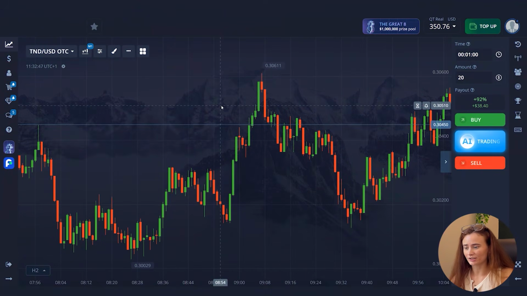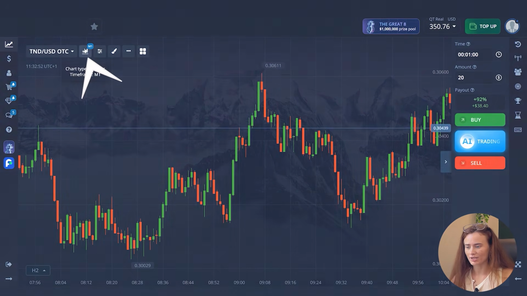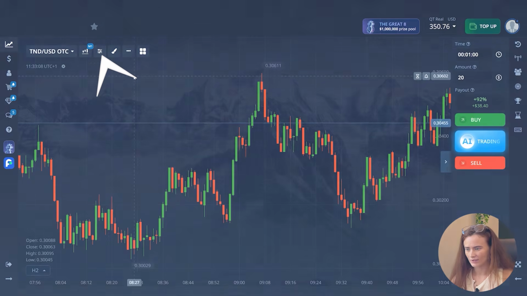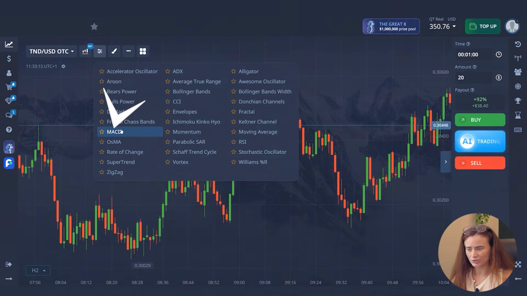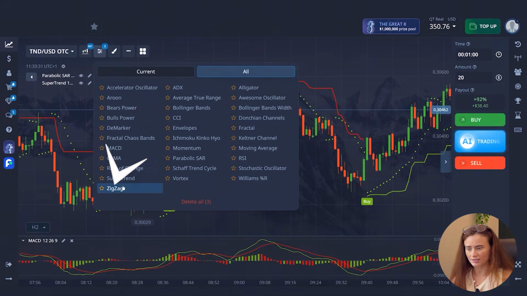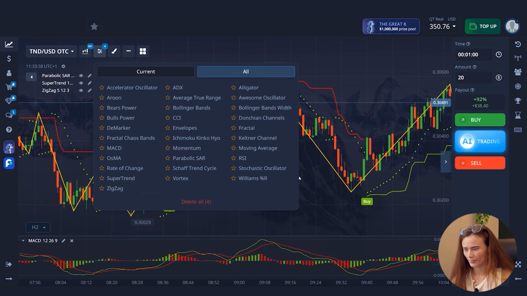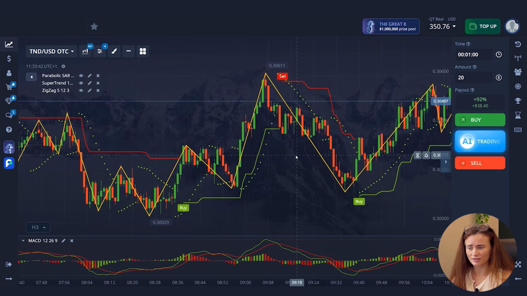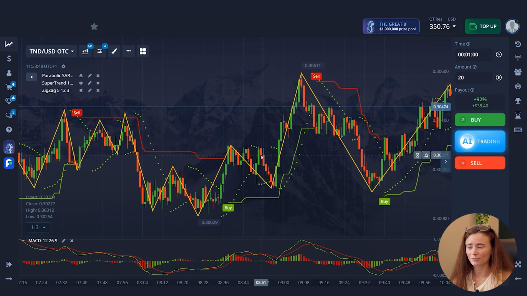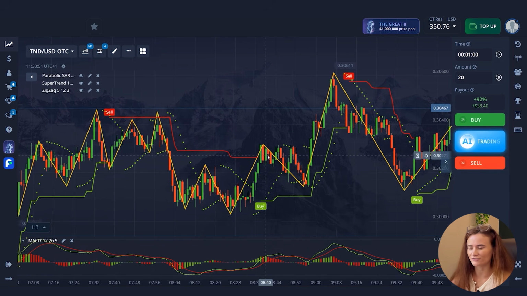Now we need to properly configure the account for work, so let's redo it. Type of graphic will be candles and time 1 minute. And now in the indicator section we will choose MACD, parabolic SAR, super trend and zigzag. And you know, the settings of the indicators are completely standard, they're suitable for this strategy. And now I will start working and show you the effectiveness of this strategy.